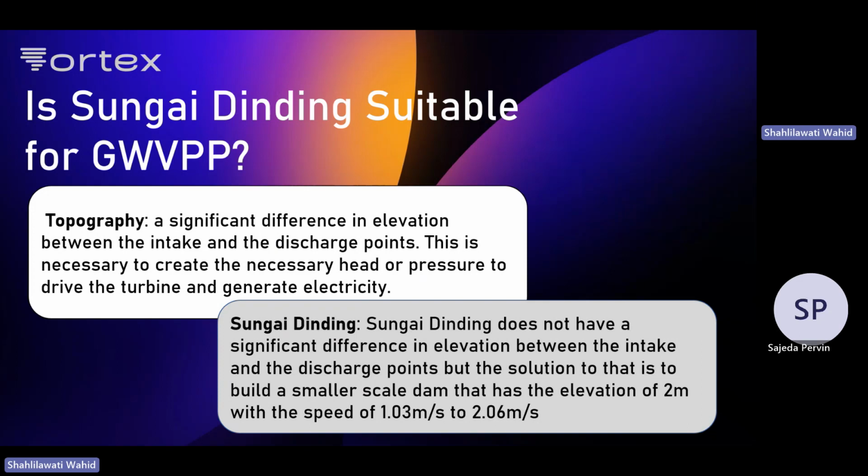However, to solve this issue, as you could view in the design earlier, we're going to build an artificial dam that will create an incline about 2 meters in the beginning, and it will slowly go down, which will allow a decline that can create the vortex in the GWVPP, which will allow it to generate power.